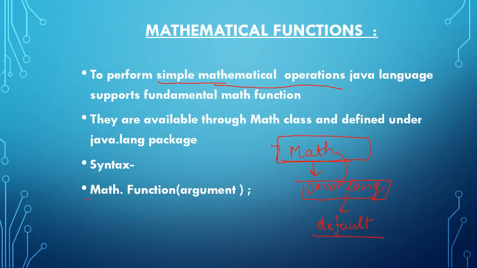So how can we use it? The syntax is Math dot function name. Dot is an operator. So Math dot function name, and under the brackets, what? Argument. Argument means the value you pass. The rule in Math: M is always a capital letter, because in Java every class name starts with a capital letter. So Math is also a class, that's why it starts with a capital letter. Always remember.